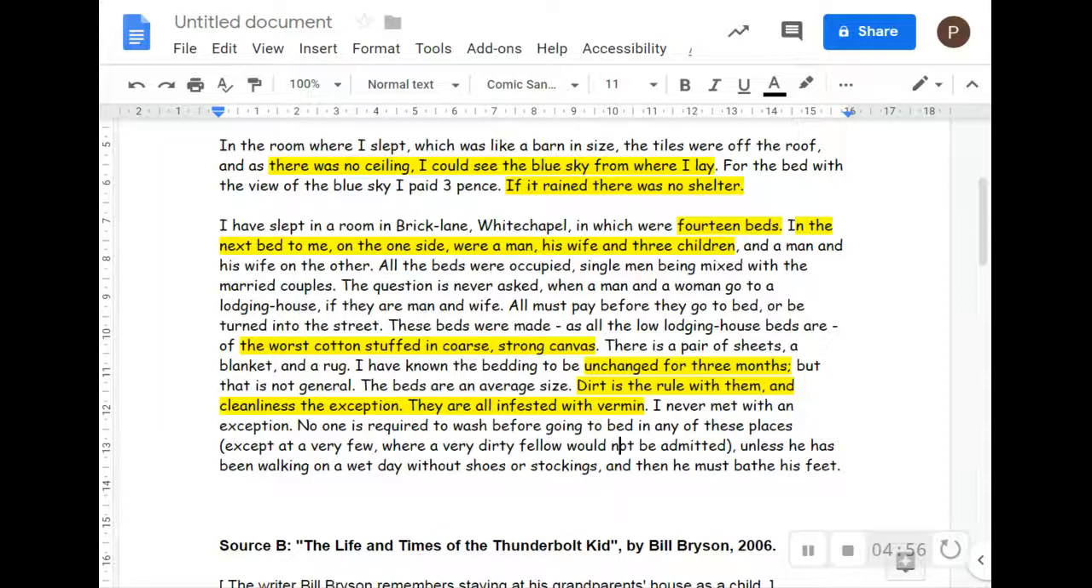Unless he has been walking on a wet day without shoes or stockings, and then he must bathe his feet. Okay, so that is again talking about how dirty it is. And we've already got a quote for that. So problems we've got here are it's exposed, it's crowded, it's poor conditions, uncomfortable, and filthy, very dirty. And I might make notes of that down here for myself.